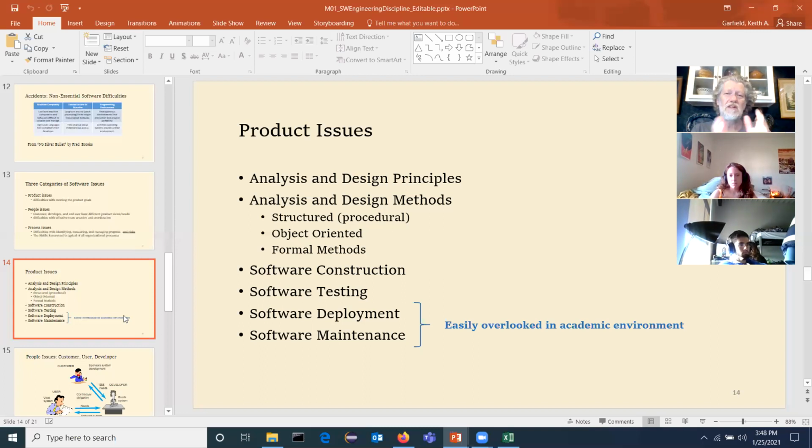And there's a couple different techniques that people tend to use. How do you know your tests are good? How do you know your tests match the requirements? These are issues that have to be worked through. The ones you don't get to see in school so much are deployment and maintenance.